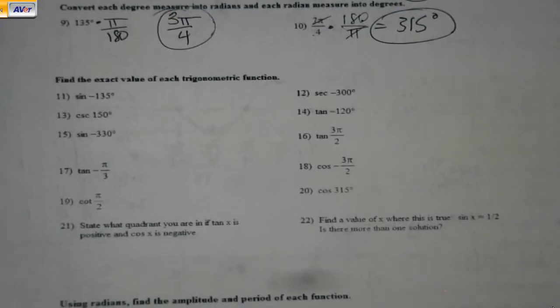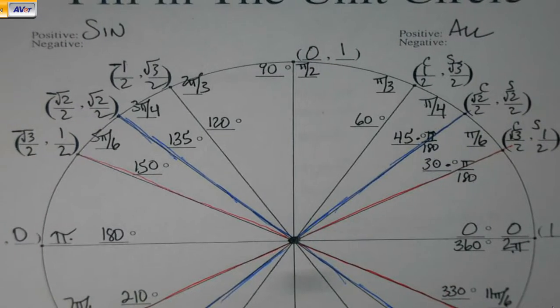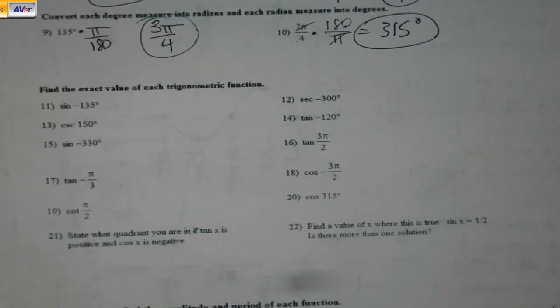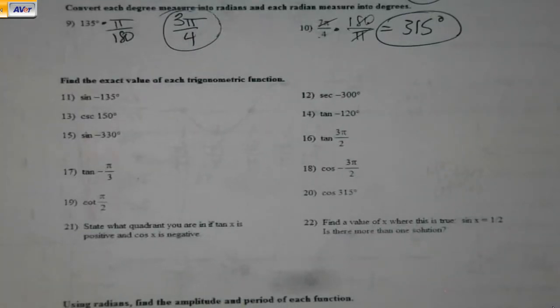And then we get to the exact value. Some of you will drive yourselves nuts with these, but this should be one of the easier parts. Find the exact value. In other words, use your unit circle. You're like, well, how do I do that? Okay, let's think about it.